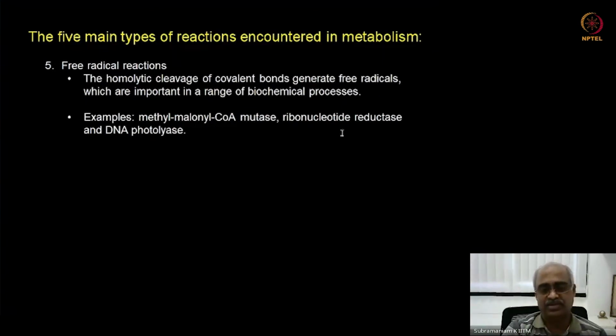We won't be learning about ribonucleotide reductase. We will not have time and we won't learn this. But we will learn about methylmalonyl-CoA mutase. There we will see how a free radical helps that reaction. So these are the 5 types of reactions that we need to keep in mind, and these will keep reoccurring all throughout.